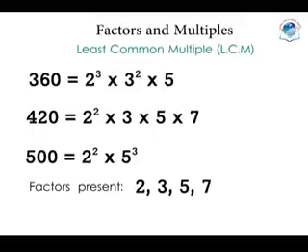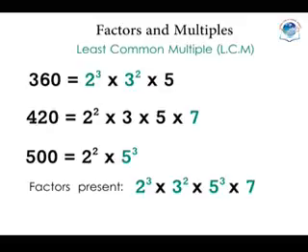The largest 2 is 2 raised to power 3. We pick that. The largest 3 is 3 raised to power 2. We pick it. The largest 5 is 5 raised to power 3. And the largest 7 is the only 7 present. So we pick it. And so the LCM is 2 raised to power 3 times 3 raised to power 2 times 5 raised to power 3 times 7. And that gives us 63,000.